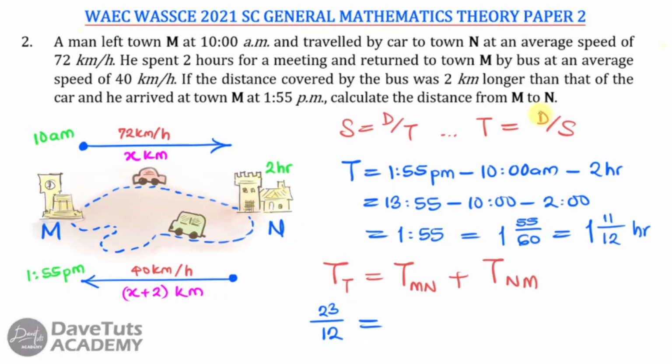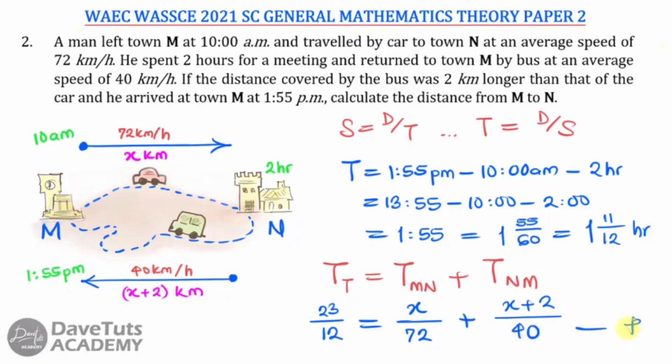Here we define it as distance over speed. What is that distance? It is x that we are looking for in kilometers, over what is the speed? It is 72 kilometers per hour, plus the time the man spent from town N back to M. I hope this will be clear for you students. It's just these little breakdowns that will help us to solve this holistically. So what's the distance from N back to M? We are told it is x plus 2, and we divide it by the speed used from N to M, and that will be 40 kilometers per hour.